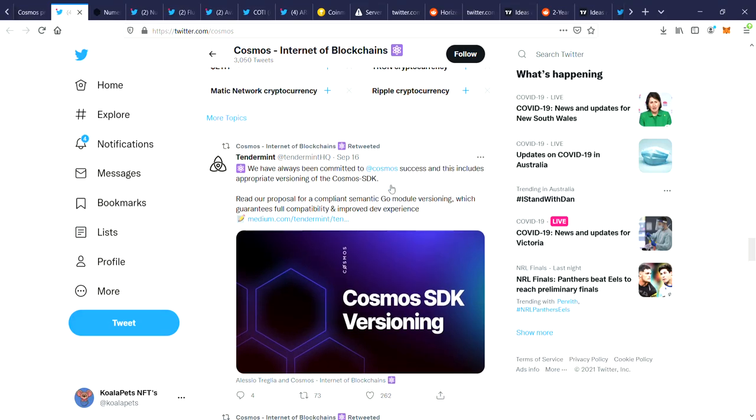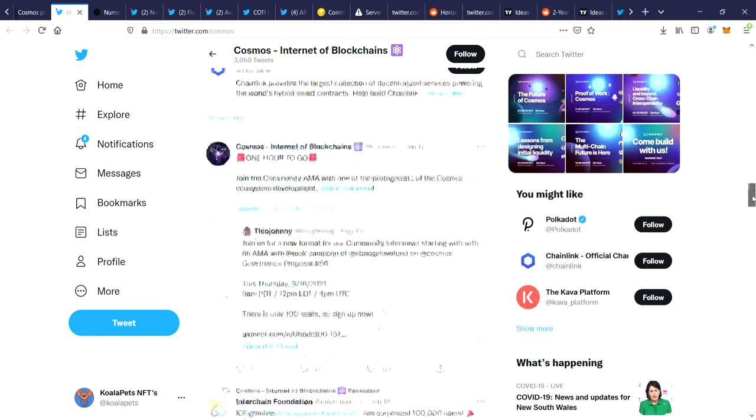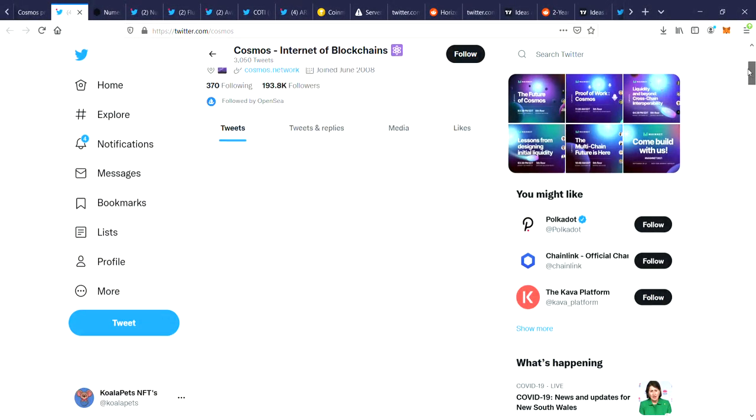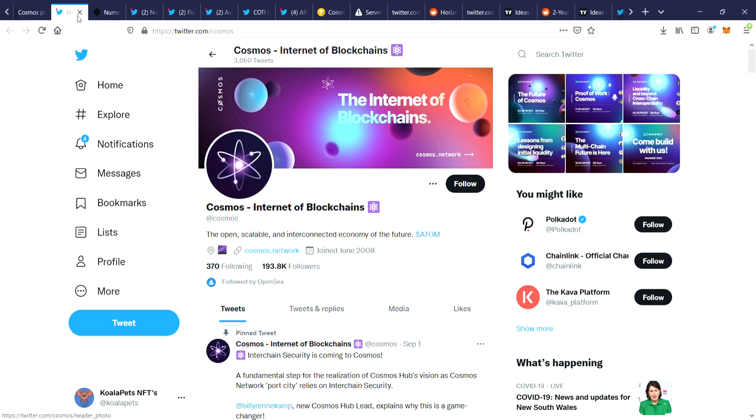Cosmos SDK, read our professional proposal for a compliant Semantic Go module versioning, which guarantees full compatibility and improved dev experience. So they're working on stuff, and they've got this event coming up. So I think that's the reason for the pump we're getting today.